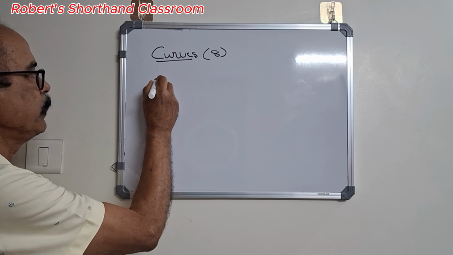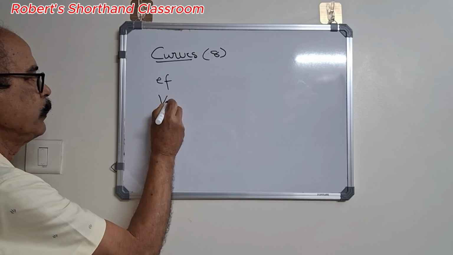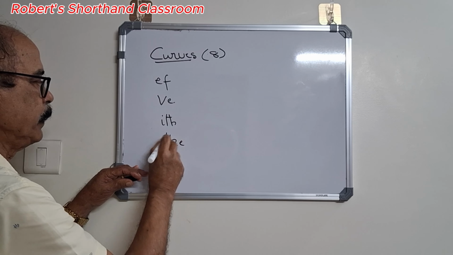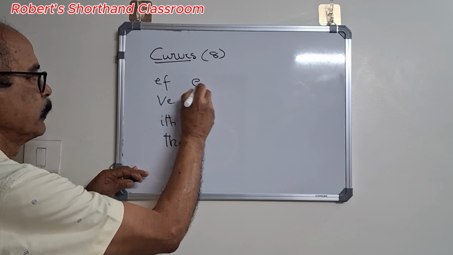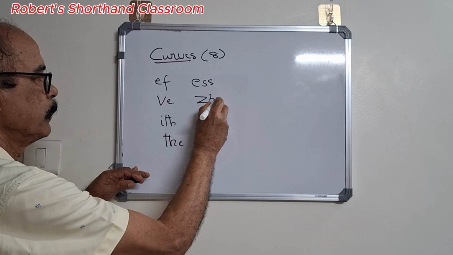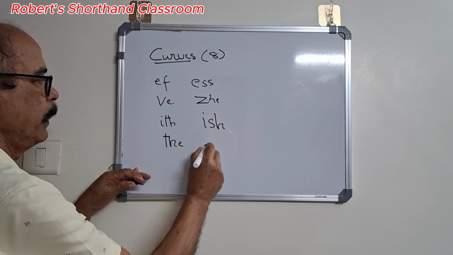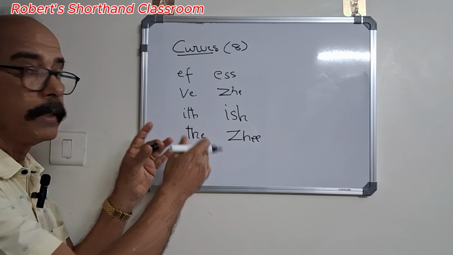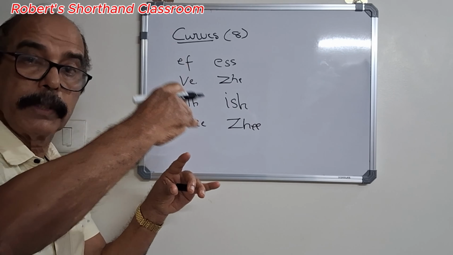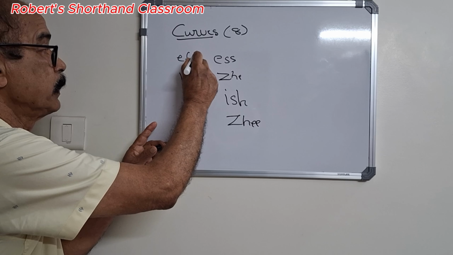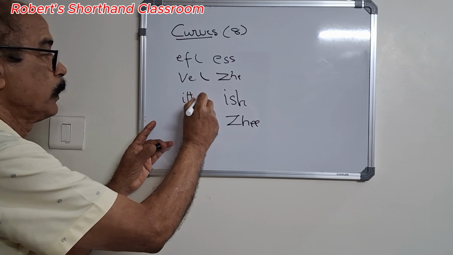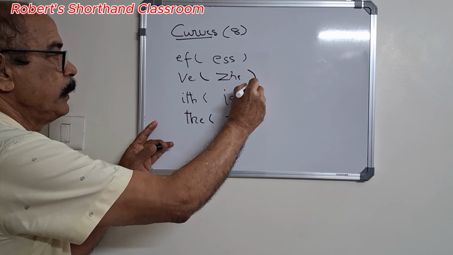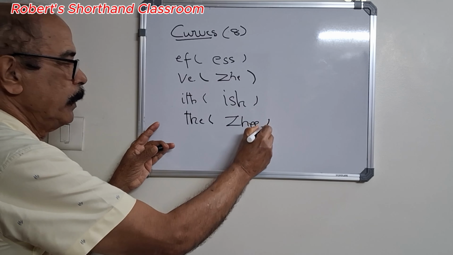The first curve is F. The second is V. Third is TH. Next is the voiced TH. Next S, Z, SH, and ZH. So total 8 are there, and all the 8 are written in the curved shape and also in the downward direction. That is the curve F, V, TH, the voiced TH, S, Z, SH, and ZH.